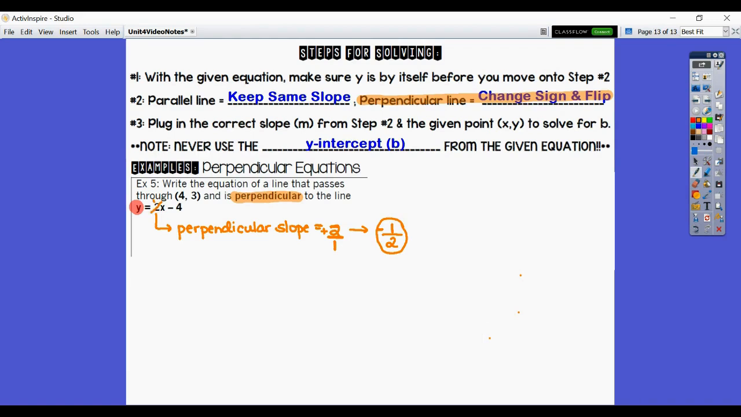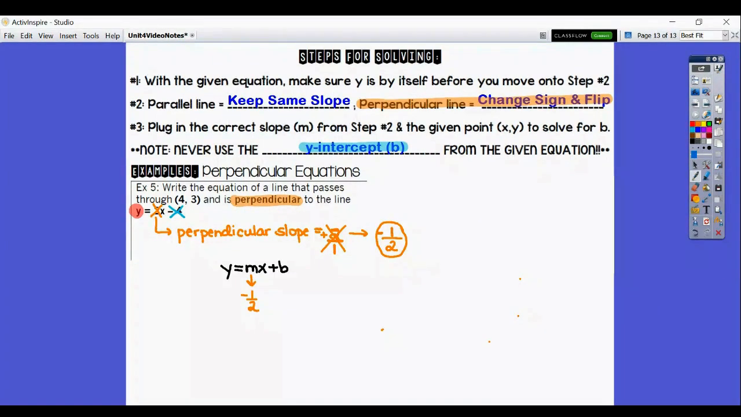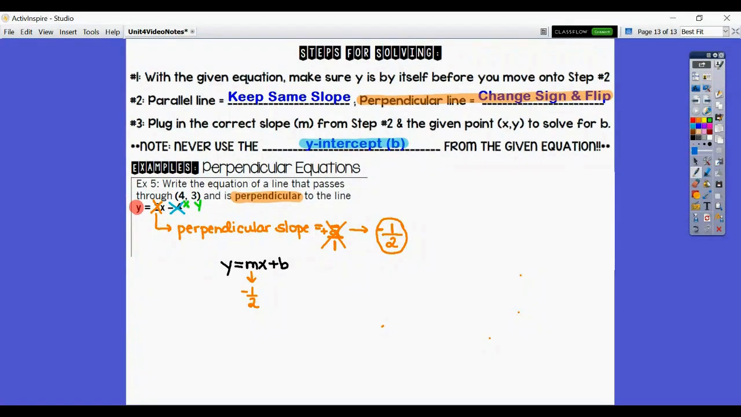So my new perpendicular slope is going to be -1/2. I go ahead and get rid of the old slope. I'm not going to use it again, as well as make sure you never use the y-intercept from the given equation, crossing out that -4 now. At this time, I can go to y equals mx plus b with my perpendicular slope. The m we just solved for, it's going to be -1/2 now. The x comes from our point, which is going to be 4, and then the y is going to be 3.